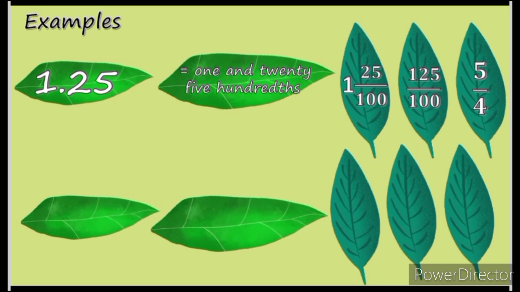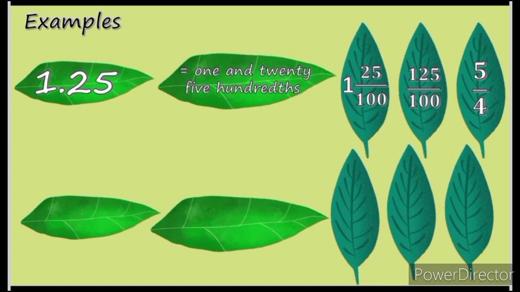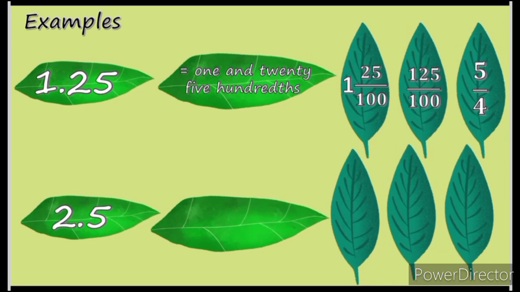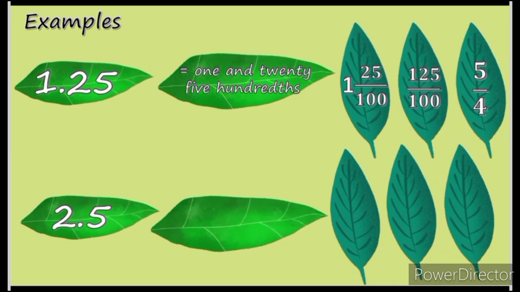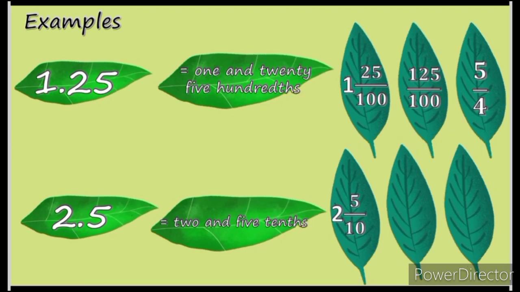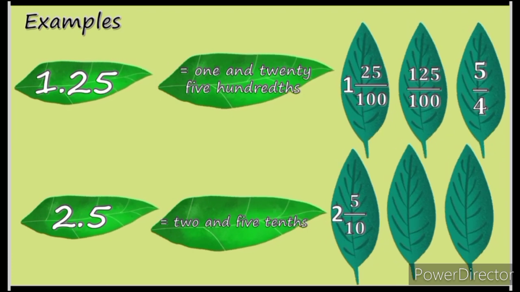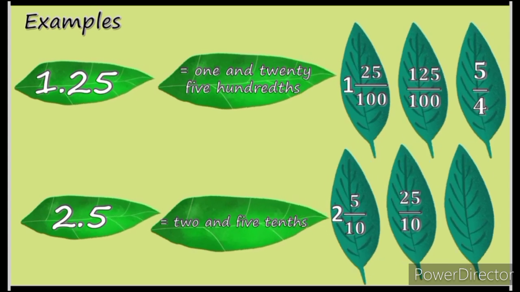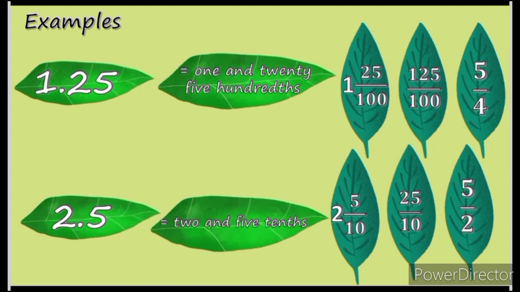Let's have our next example. 2.5 reads as 2 and 5 tenths. In fractional form, we have 2 and 5 over 10, 25 over 10, or 5 over 2.